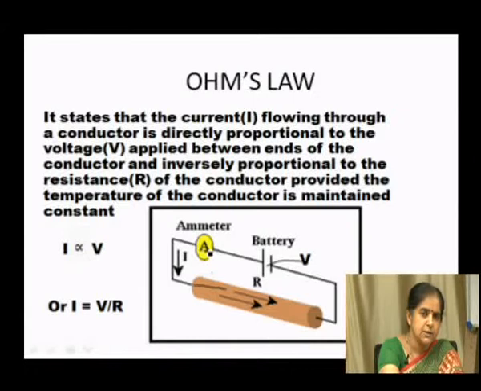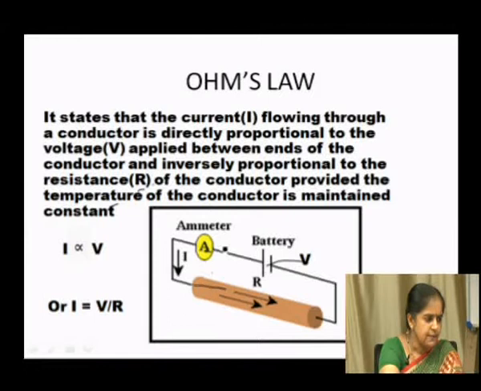So what does this Ohm's law state there? That is, the current I which is flowing in the circuit, the magnitude of the current, through the conductor, which has resistance R, is directly proportional to the voltage applied between the ends of the conductor. The voltage applied between the ends of the conductor is V, and the current is directly proportional to V. Current is represented by I, and voltage is represented by V, and I is proportional to V. At the same time, the current flowing through the conductor is inversely proportional to the resistance of the conductor.